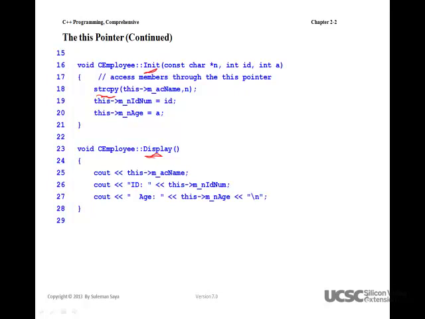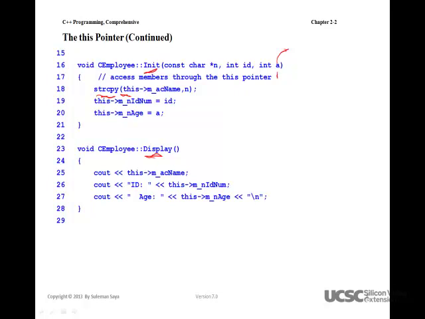Now, within the strcpy function, notice that at line number 18, I'm saying this arrow m_acName. Okay, where is this coming from? This is nowhere in the body of the function. So where is it coming from? As I told you in the last slide, the compiler will insert this right after this parameter a. During the compilation it will insert this pointer.